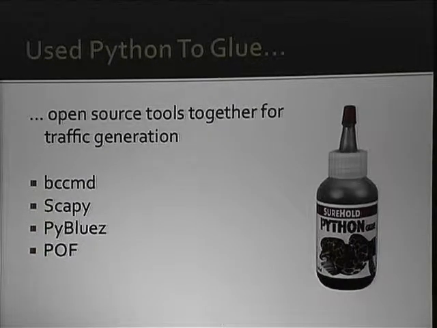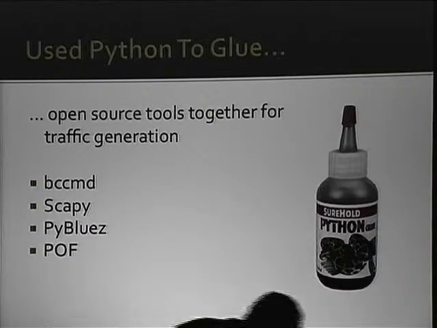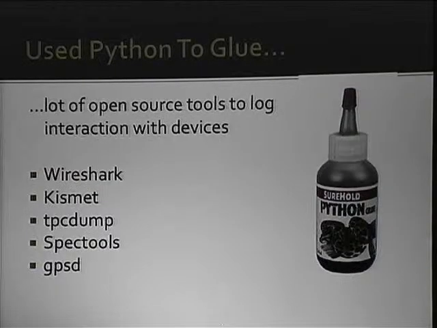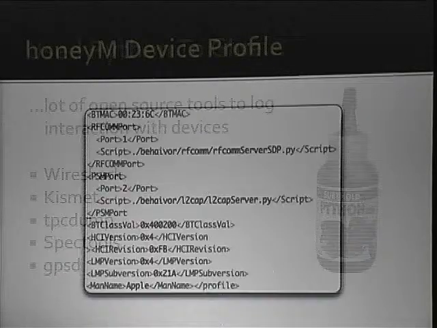And then, to do traffic generation, there's a lot of great things out there. Scapy and PyBluez, and again, p0f does traffic generation for us as well. And then logging is vital in this because we want to discover what's happening, what's being sent to those devices. And so tools like Wireshark and Kismet and tcpdump and Spectools and GPSD will all monitor different aspects of what we want to log.